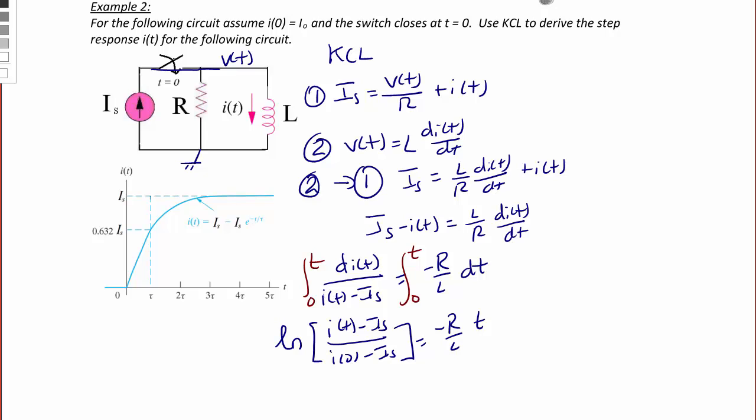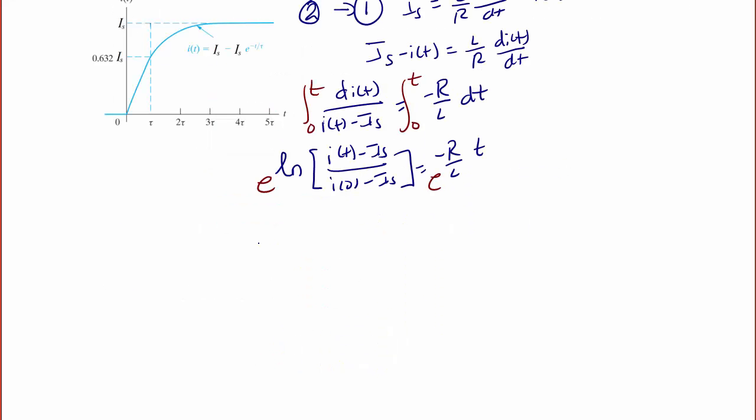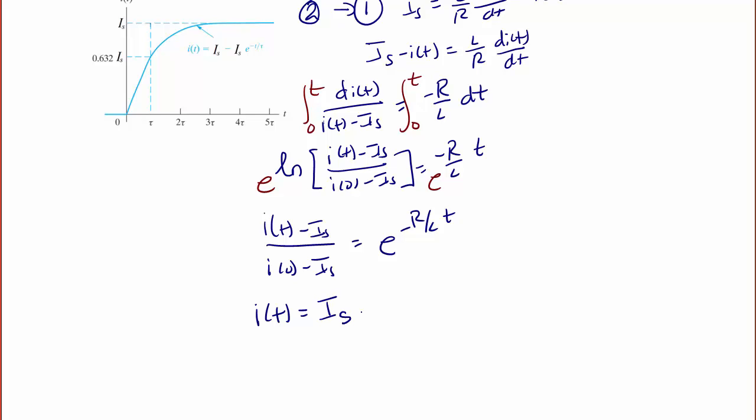Our next step is to raise both sides to the e to get rid of the natural log. So this becomes I of t minus IS over I of 0 minus IS equals e to the negative R over L t. And we solve for I of t, and we get that I of t is equal to IS plus I of 0 minus IS e to the negative R over L t.